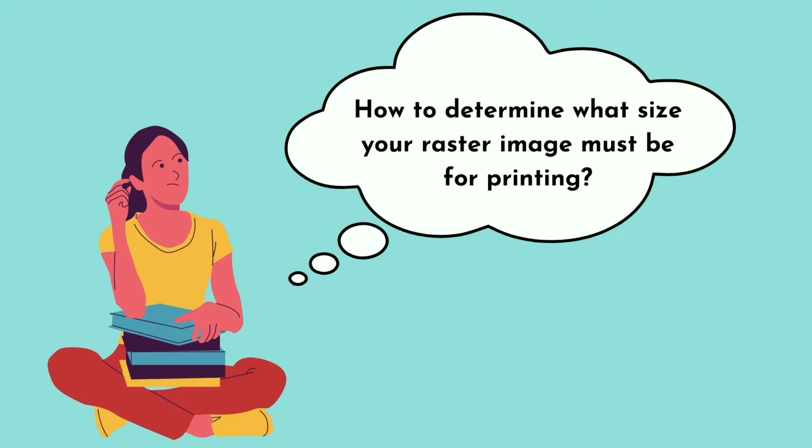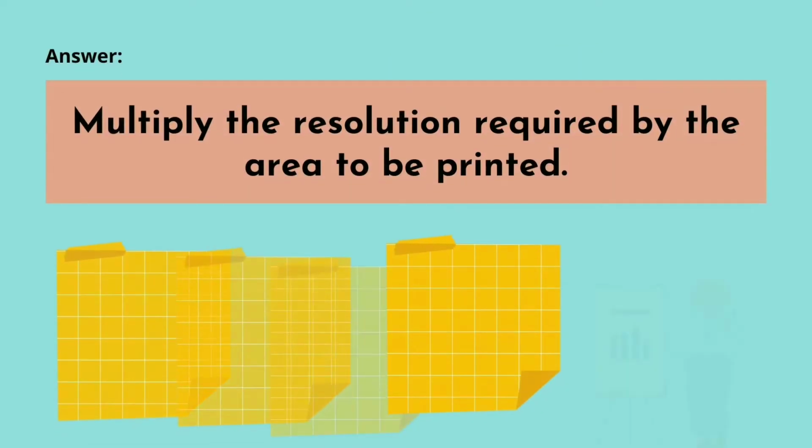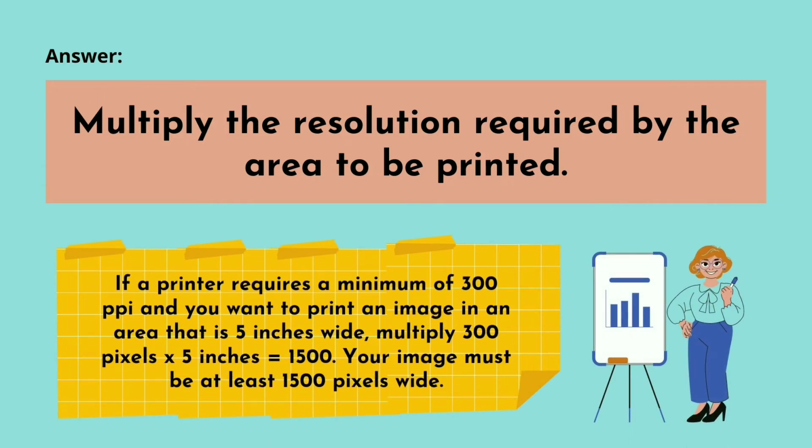How to determine what size your raster image must be for printing? If a printer requires a minimum of 300 ppi and you want to print an image in an area that is 5 inches wide, multiply 300 pixels by 5 inches, which equals 1500. Your image must be at least 1500 pixels wide.